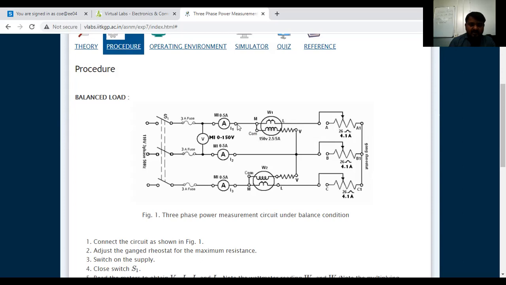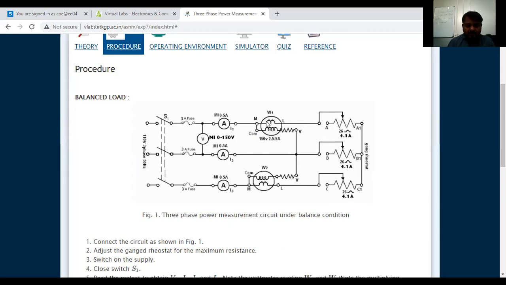And ammeters, three ammeters they have connected. Only one ammeter is enough, I think, because for a star connected load, IL equals I phase. Yes or no? Yes, sir. Okay. IL equals I phase. For that reason, no need to calculate all the phase currents here. Only one is enough now, but they have taken all three ammeters here.